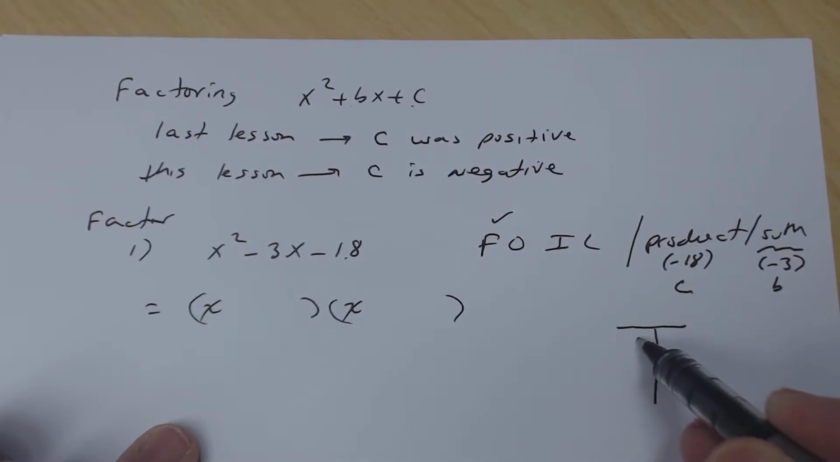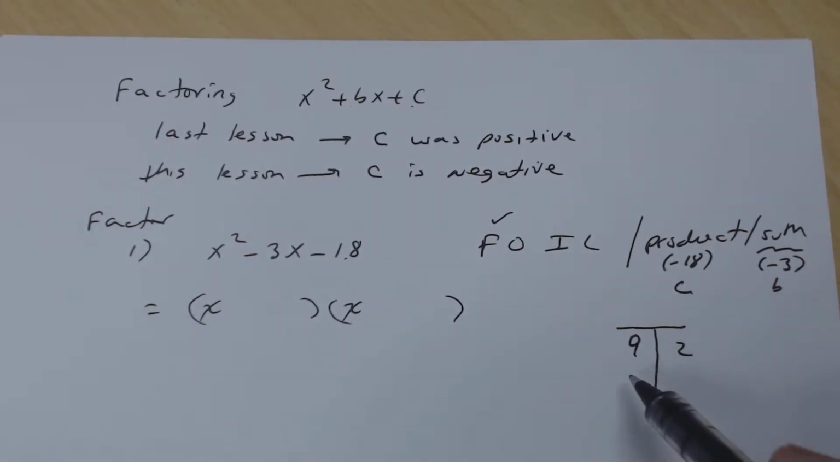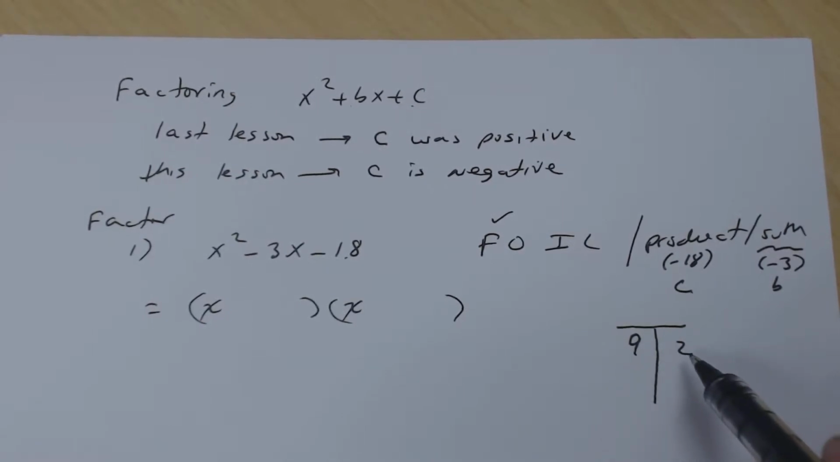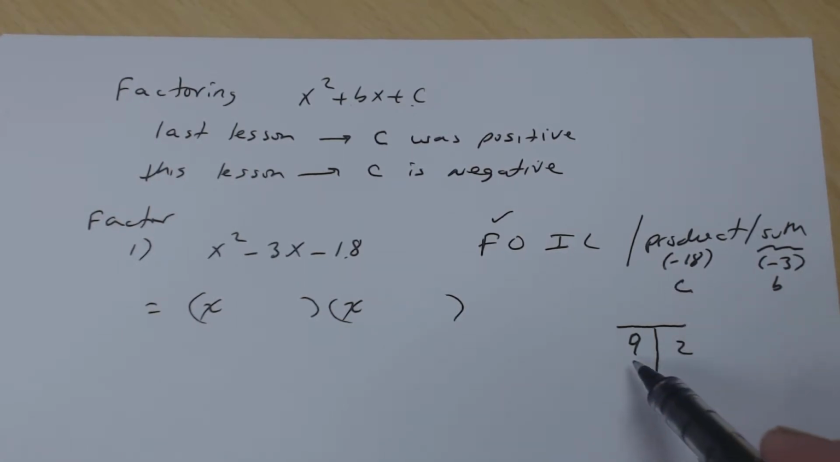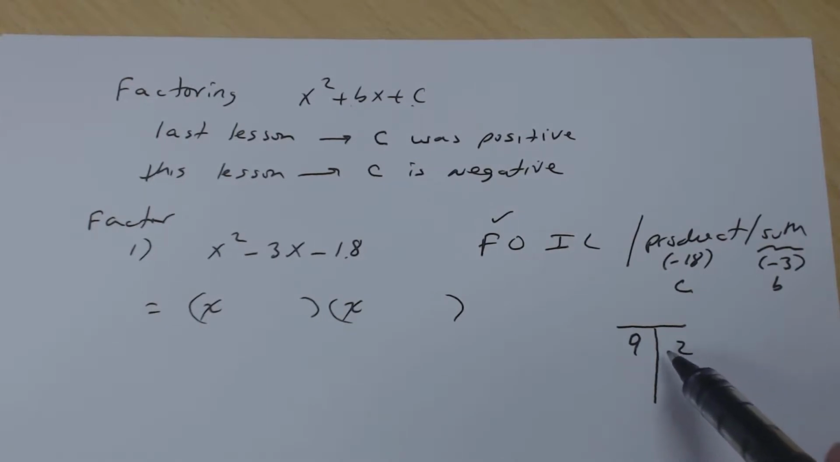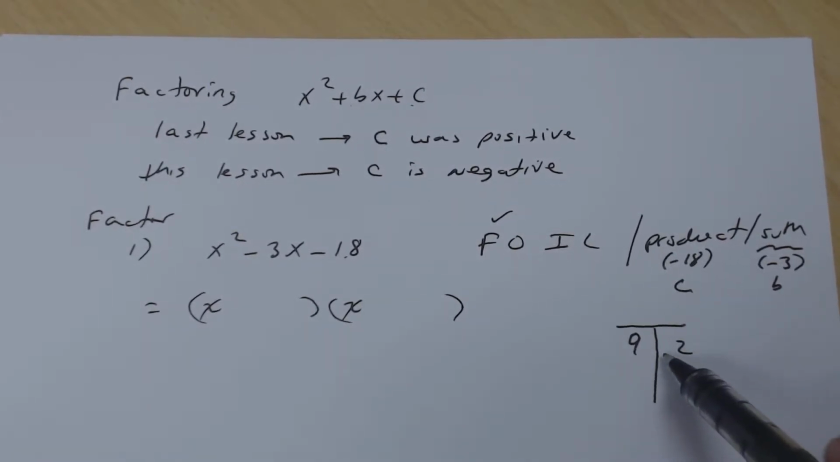All right, so you can just think of some possibilities for 18, like 6 and, well, let's do 9 and 2 first. 9 and 2. Now remember, you want the product to be negative. That means that one of these signs is negative and one of these signs is positive. They can't both be the same sign, because a positive times a positive is a positive, and a negative times a negative is a positive. All right, so you need one sign to be positive and one sign to be negative.